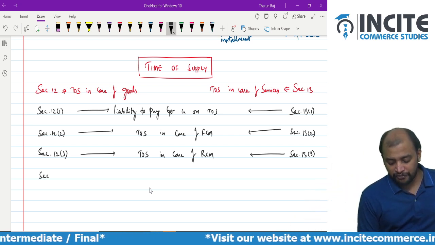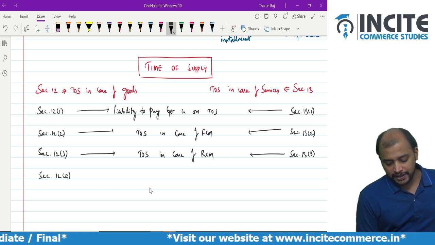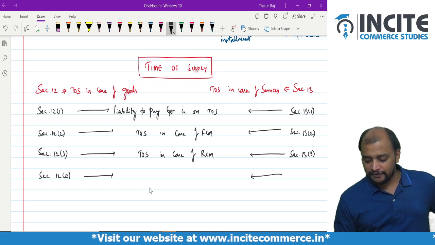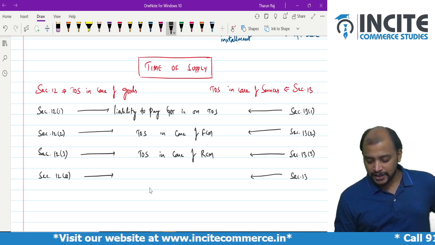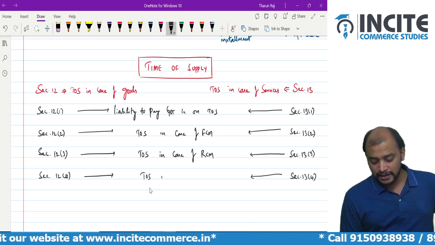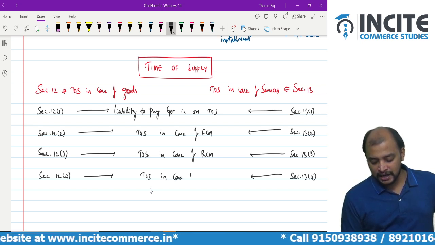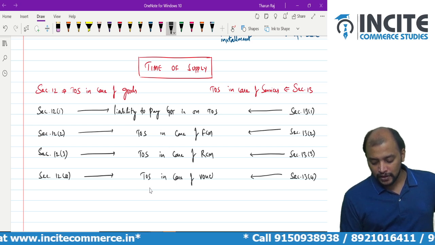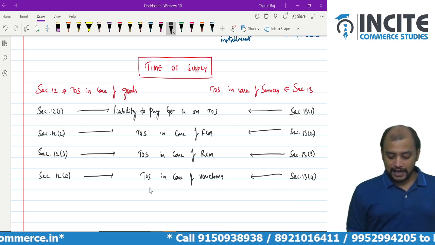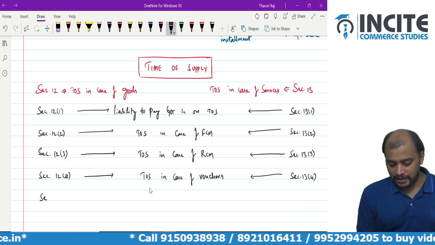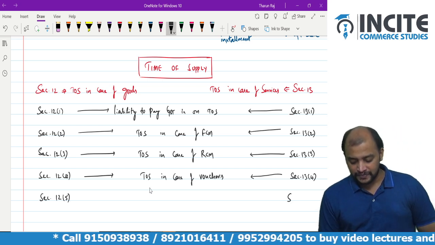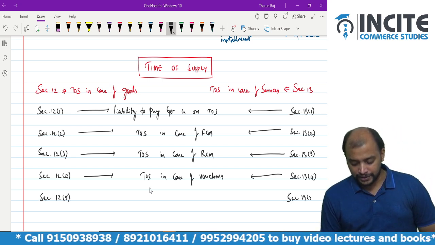Then, subsection 4 deals with time of supply in case of vouchers. Section 12.4 and 13.4 both deal with the same provisions, time of supply in case of vouchers. Then, next, section 12.5 and 13.5. What does it deal with?